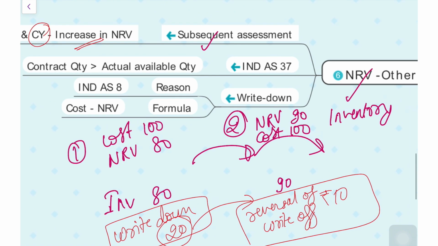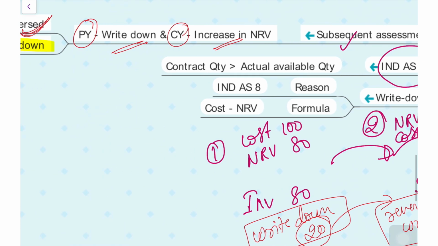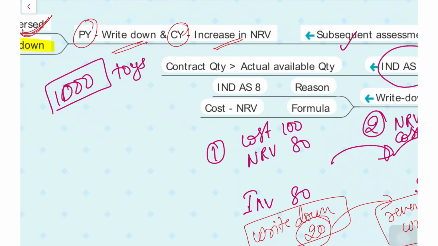Okay, yes. Now talking about the second point related to inventory, it talks about your IND AS 37, which talks about provisions and contingencies. Suppose you have a firm and you have made a contract that you will provide 1000 cakes to them. Let's not take cakes, let's say toys. 1000 toys you are going to give to a company. That is your contracted quantity. But right now at your production place, you only have suppose 250 toys.